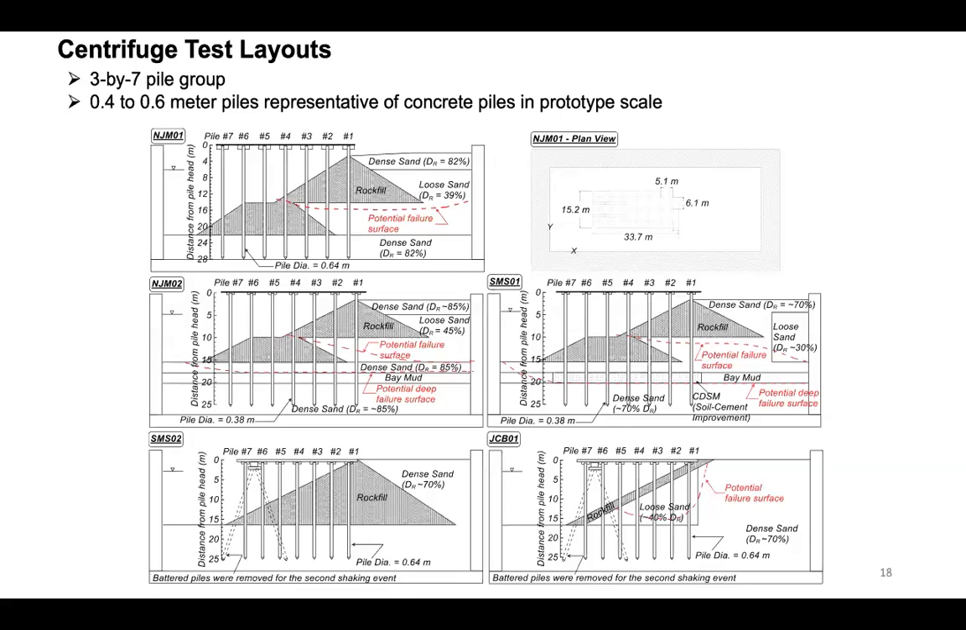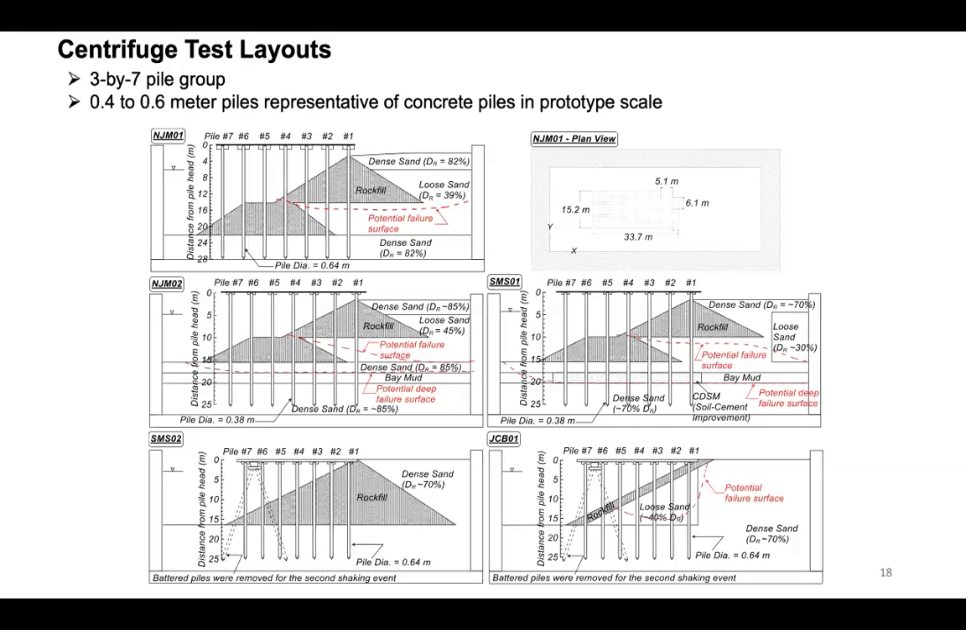These are the cross sections of these 5 tests. I want to first focus on the top left cross section. This is the first test, NJM01. These are the 7 piles. The piles are 3x7, so you're looking at the cross section of the piles. The 7 piles pass through a pretty massive rock dike or rock fill, 2 rock fills.